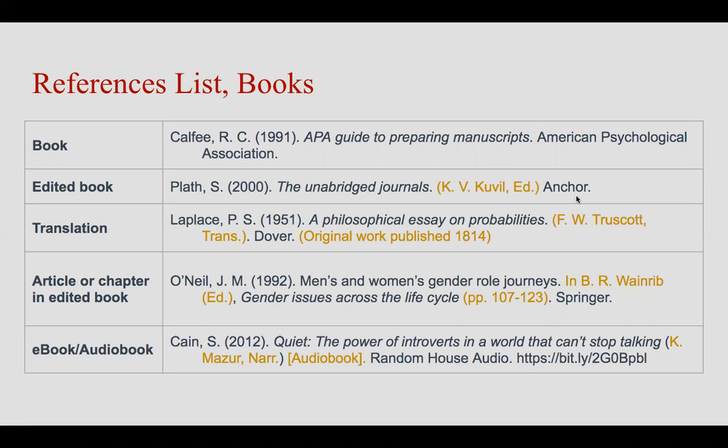If you have a translated version of a book, instead of the editor, we would put the translator's name followed by Trans. to stand for translator. And then you could also put their original work published in whatever that date would be. So original publication 1814, this translated version published 1951.